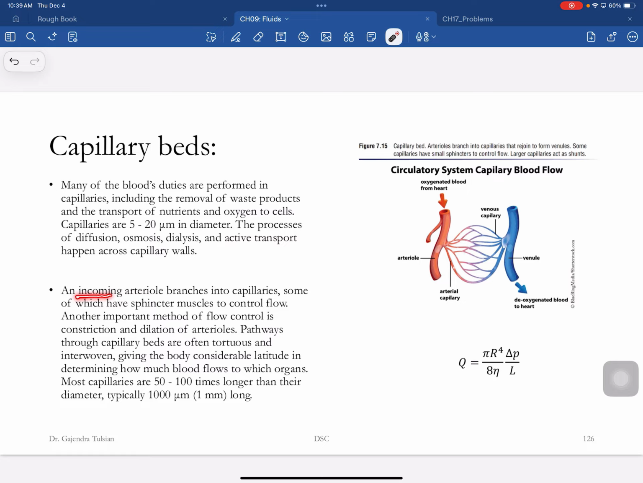And the incoming arteriole branches into capillaries. By the way, sphincter muscles can control flow. If you want to control flow, you reduce the radius. If you want to increase flow, you increase the radius. So for instance, after lunch, blood to your stomach increases by a factor of 5.